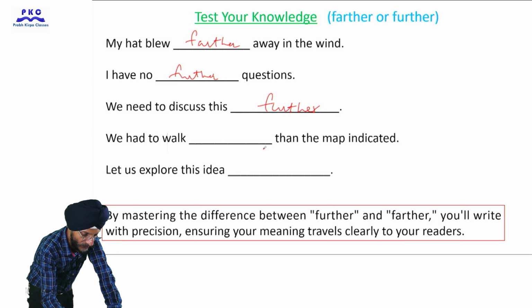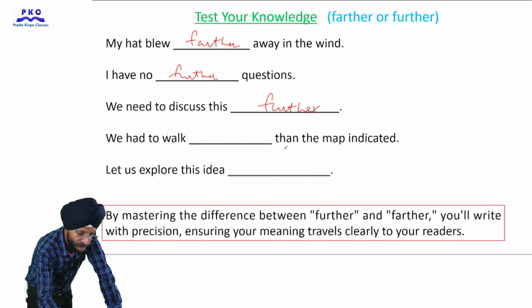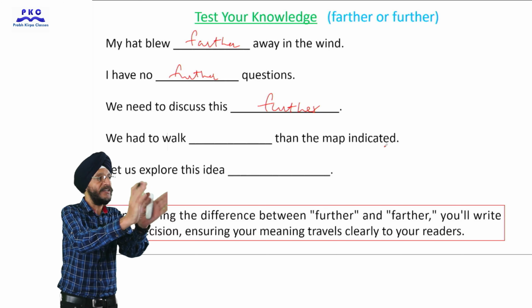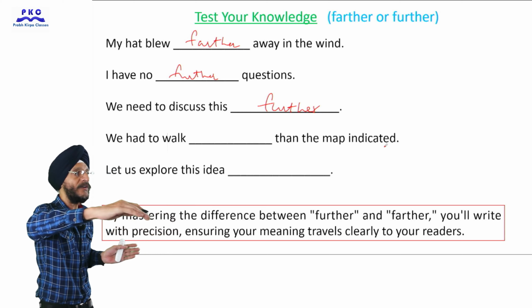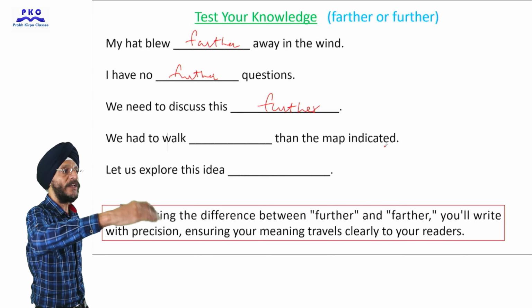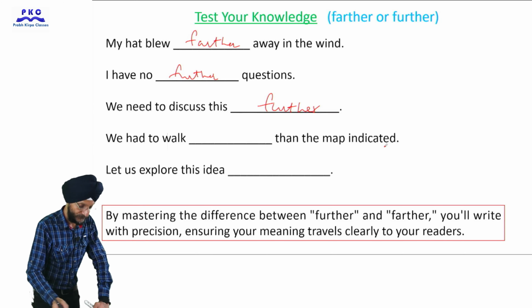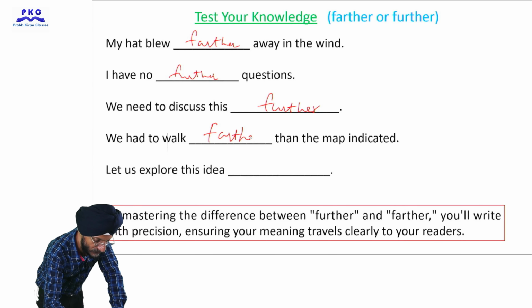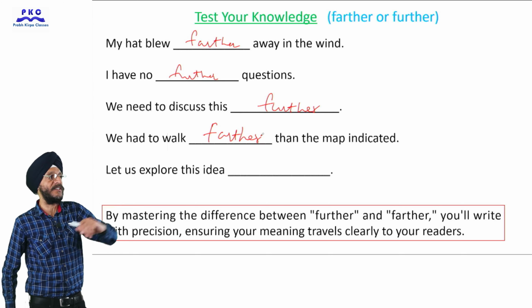We had to walk dash than the map indicated. That is, the map was indicating a certain distance, but when we walked, we had to travel more. So here we will use farther, because we are talking about the physical distance.